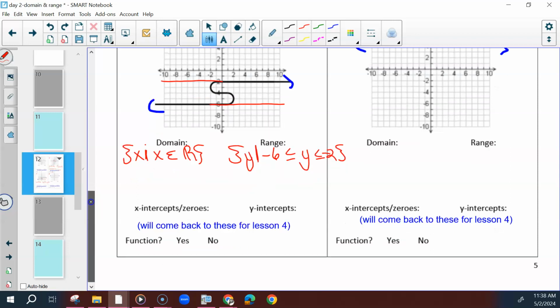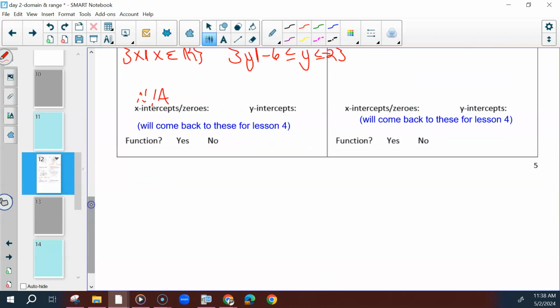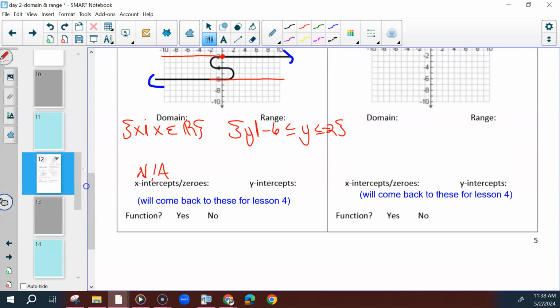What are the x-intercepts here? Put none, don't put 0. For the y-intercepts, that would be (0, -2), (0, -4), and (0, -6). Is this a function?